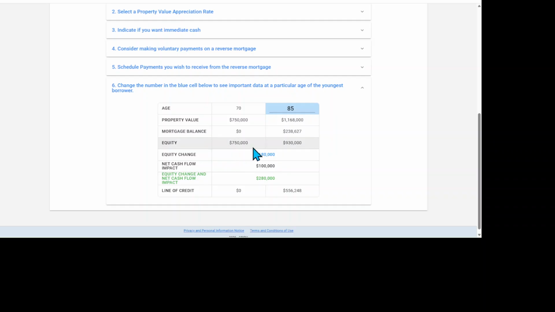Equity will go up from $750 to $930, so they'll gain $180,000 of equity without having to pay anything on this mortgage and appreciate a $10,000 cash flow benefit, net positive impact of $280. Plus, they'll have over $500,000 available to them in that line of credit.